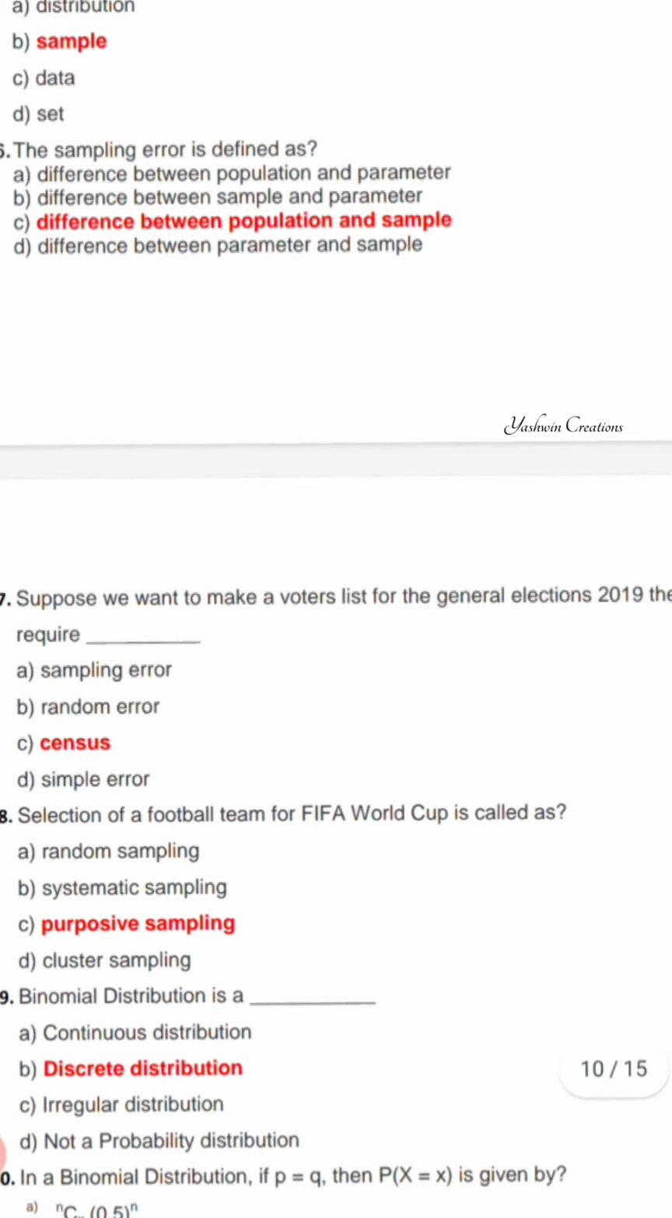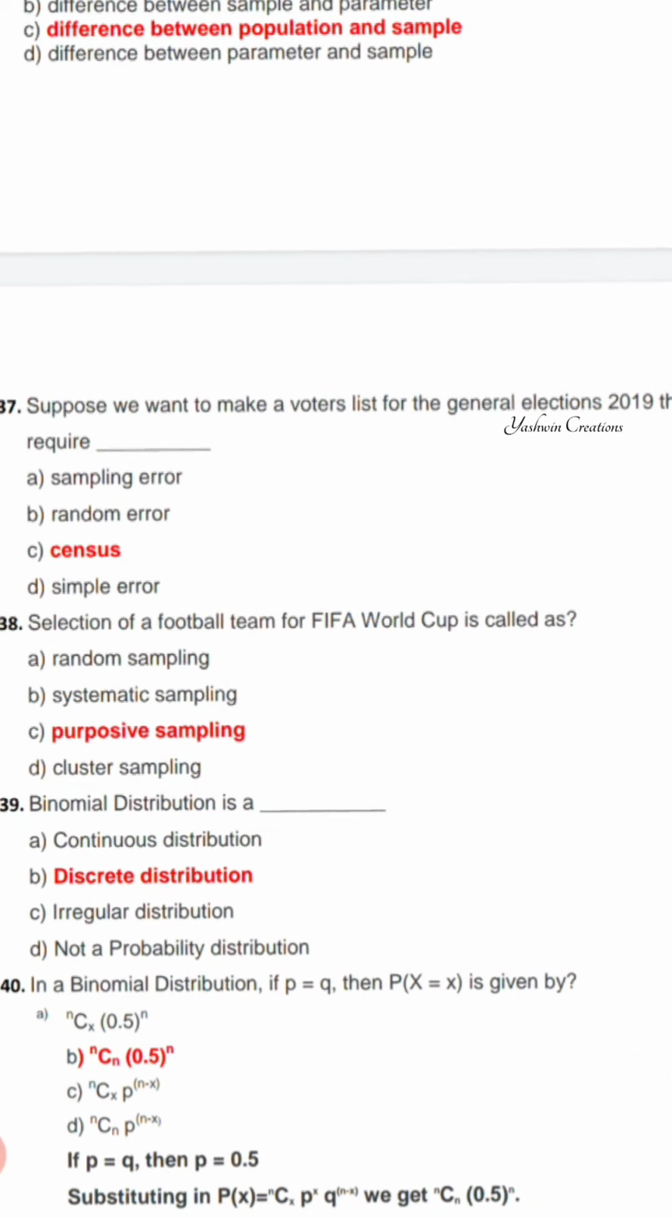Binomial distribution is a discrete distribution. In a binomial distribution, if p equals q, then P(X = x) is given by what? This question was asked in VTU 2020. Remember that if p equals q, substituting 0.5, what you get is nCx times 0.5 to the power of n.